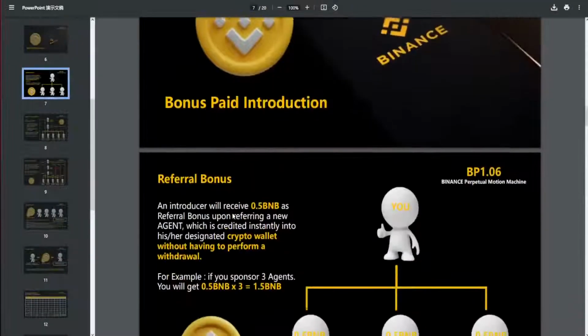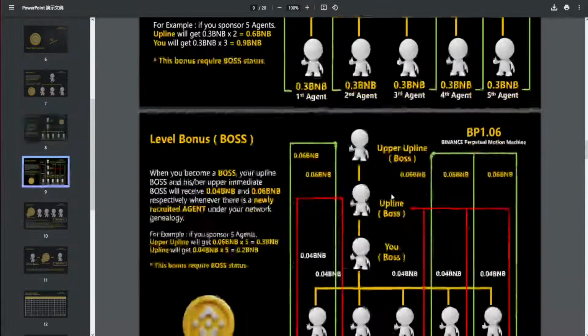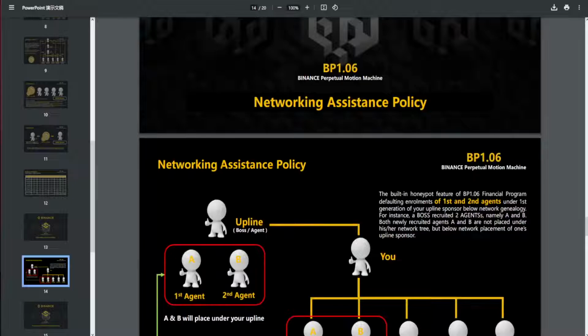If you come over here, you can see the 0.3 BNB. You don't get the 0.3 BNB out of all the 5 people here, right? You get 0.3 BNB out of the 3 people here, but 2 of them go to the upline boss. So here's where this comes into place, and this is the network assistant policy.